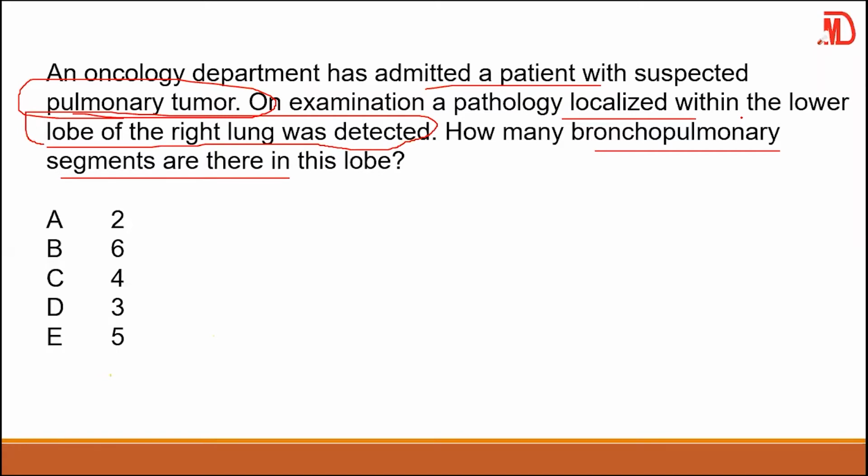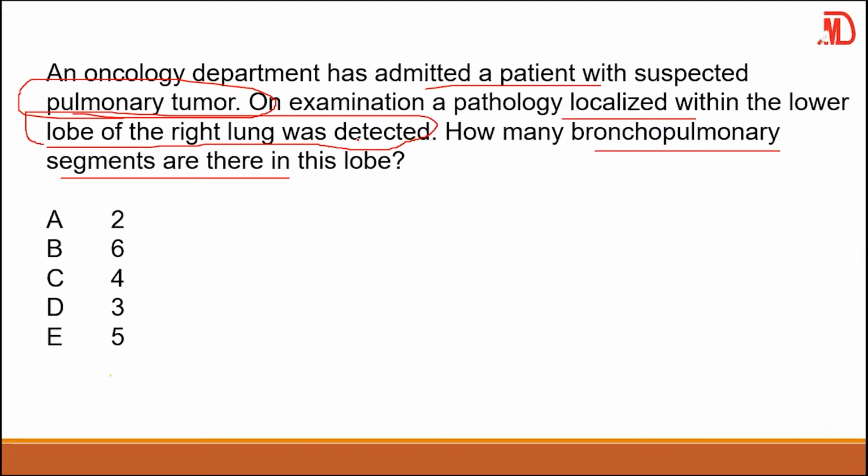But over here, inferior lobe. What is the question again? The question is that on examination, a pathology localized within the lower lobe of the right lung was detected. How many bronchopulmonary segments can be found? And over here, how many segments? 5. Yeah, 5. We talked about them.